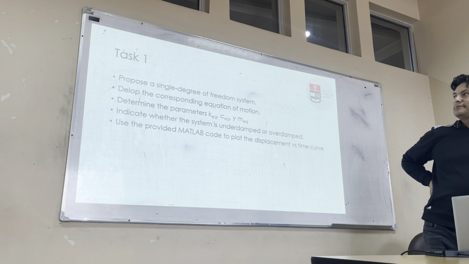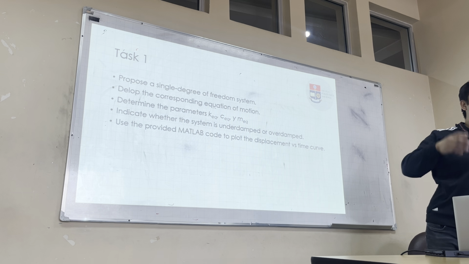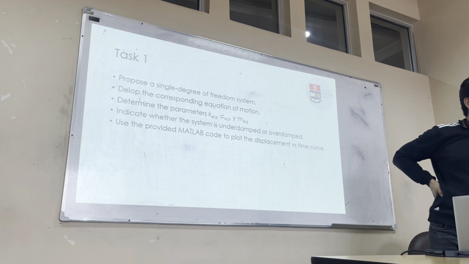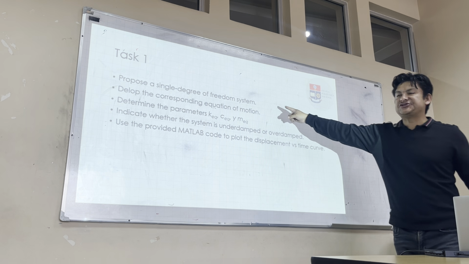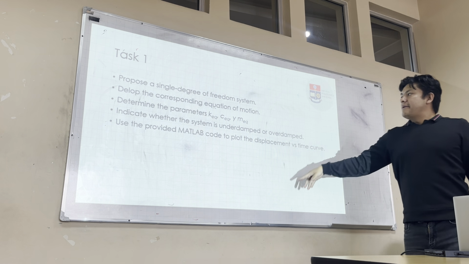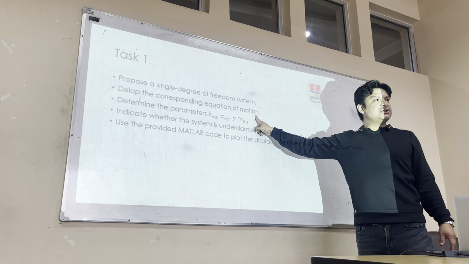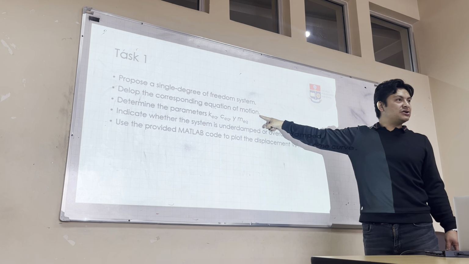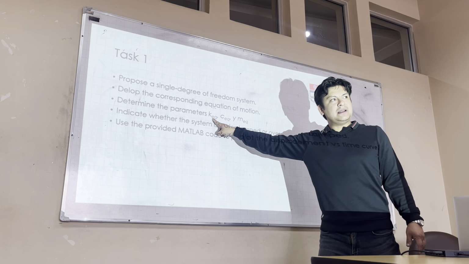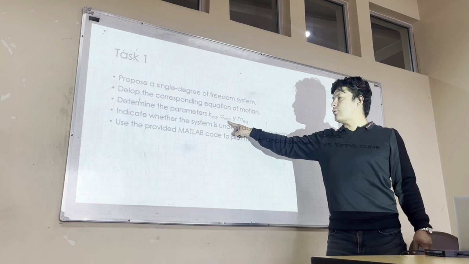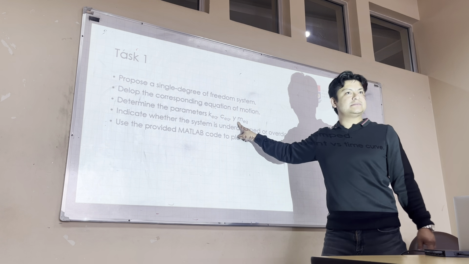If you liked it, this is your first task for next year. Propose a single degree of freedom system. You can go to the book and find it. You can actually do anything that we have done already in lectures. Up to you. Find an interesting one. Find the corresponding equation of motion, and with this equation of motion, determine the parameters: equivalent stiffness, equivalent damping, the equivalent mass.